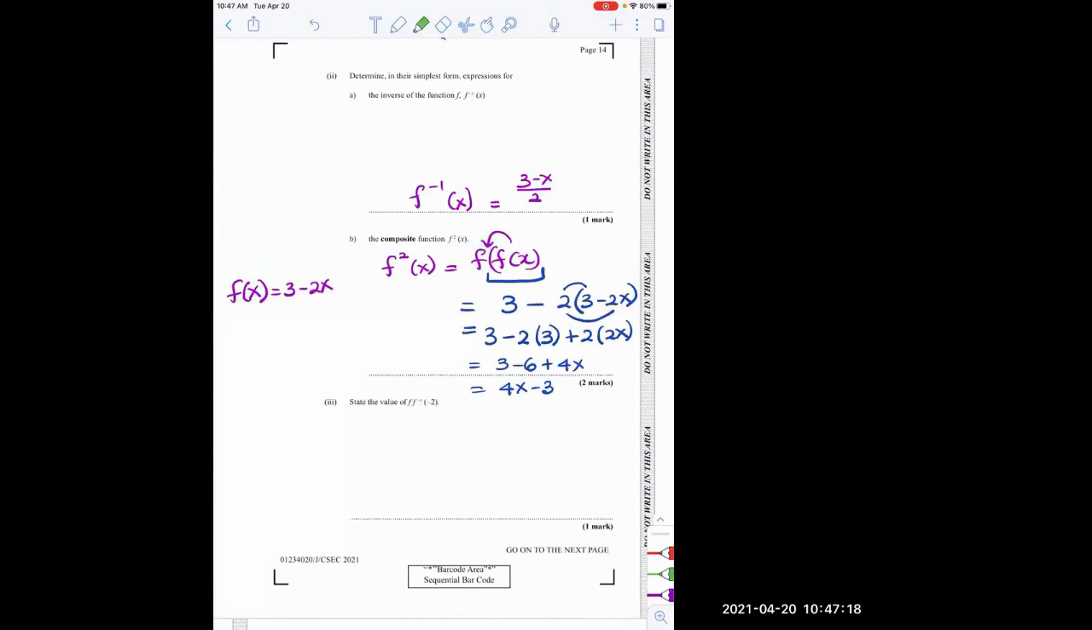So we want to find the value of f of f inverse of 2. So first, work out f inverse of 2. So replace x with 2. So work out that for me first. 3 minus 2 over 2. Work out that. Oh, it's negative 2. Sorry. This is negative 2.